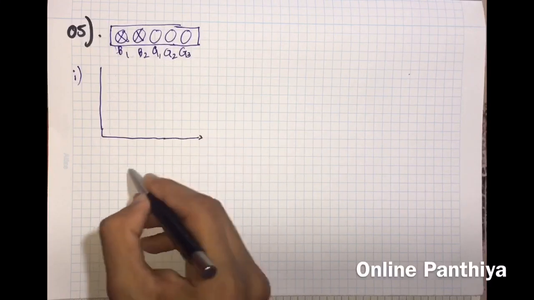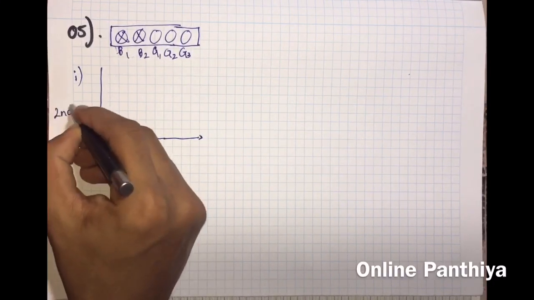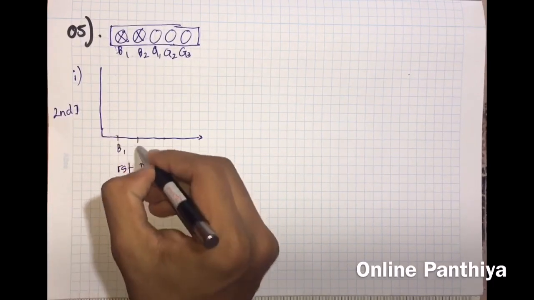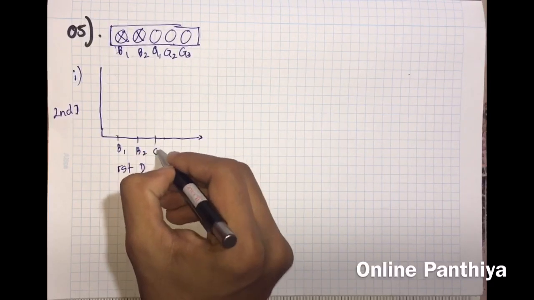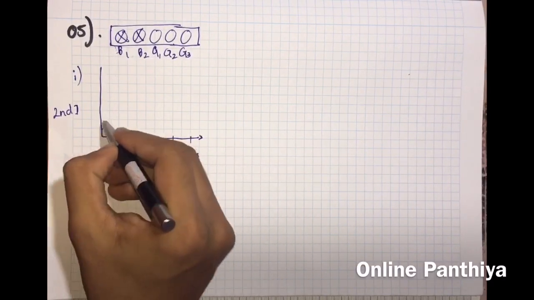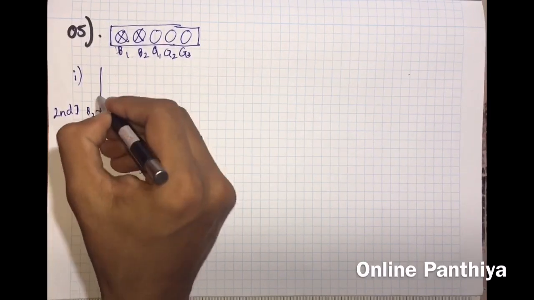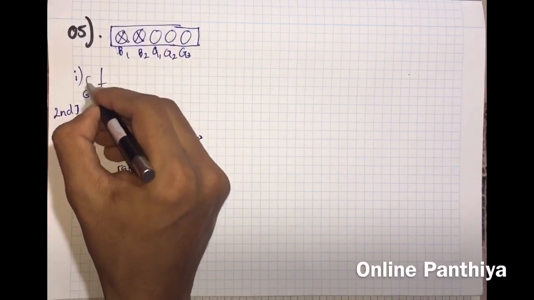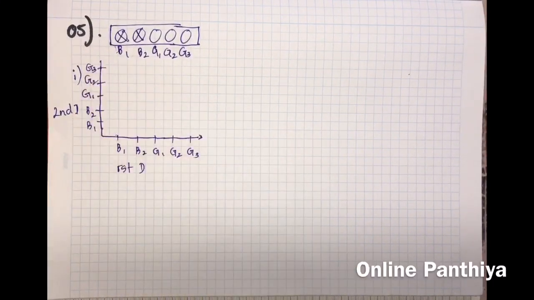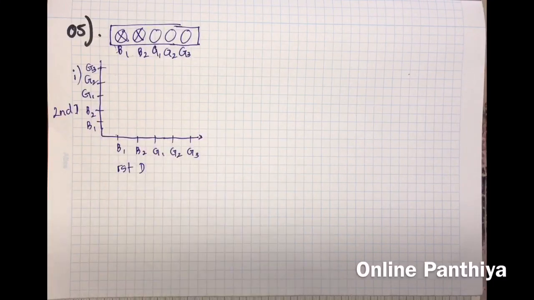So how do I fill? This is the first row, second row. What are the things you have to fill? B1, B2, G1, G2 and G3. So here also you have the same thing: B1, B2, G1, G2 and G3. They have not marked anything, only the lines are given. Now how do you mark this?